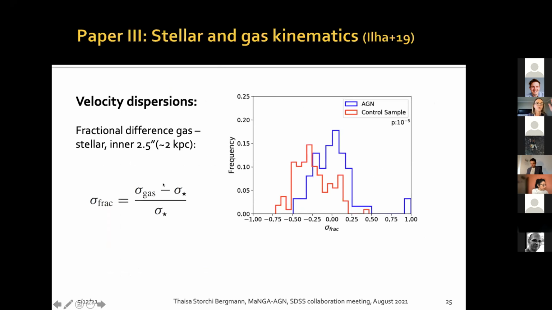The only difference we got was for the velocity dispersion. When we compare the velocity dispersion of the gas minus the velocity dispersion of the stars, divided by the velocity dispersion of the stars, for AGN and controls, we do see a difference: the AGN tend to have higher velocity dispersions of the gas relative to the stars. So this is some signature of feedback of AGN on the gas, increasing the velocity dispersion.